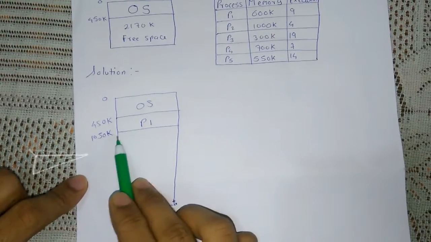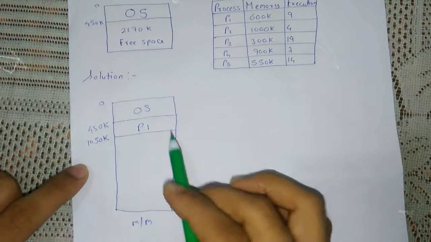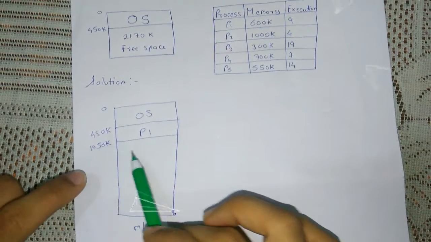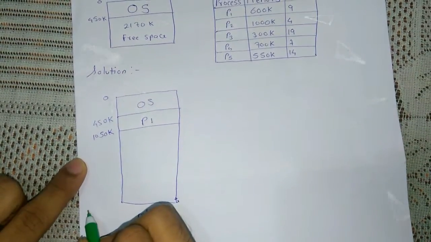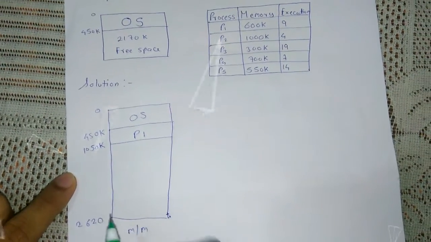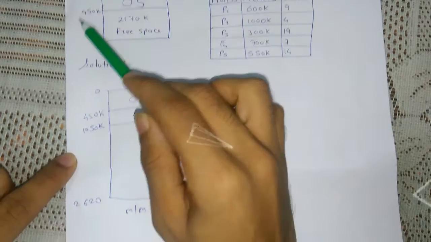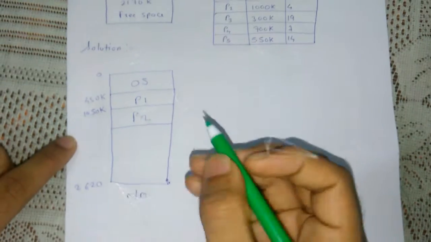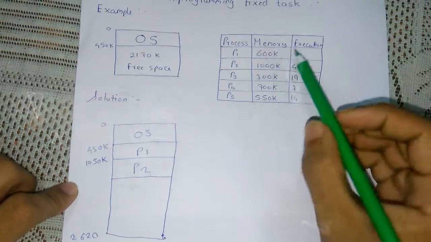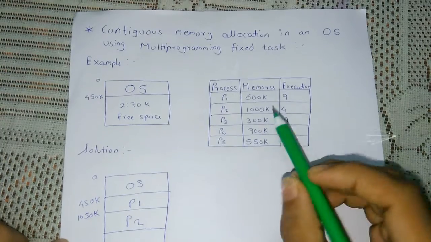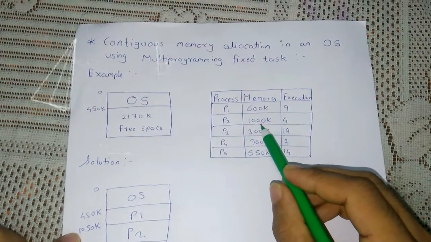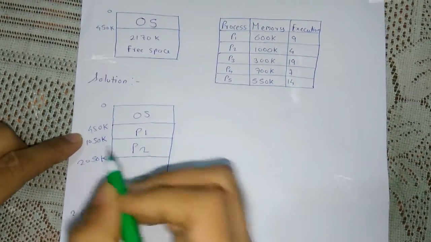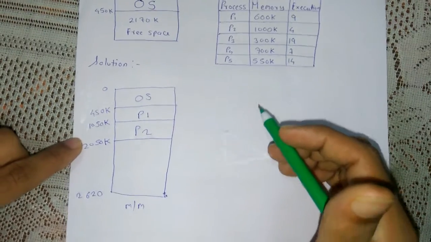Now whenever we consider any process, also consider that the memory we keep adding one after another should not exceed the total amount of memory, which is 2620, the addition of 2170 and 450 kilobytes. Next, process P2 enters the main memory. P2 requires 1000 kilobytes. So 1000 plus 1050 becomes 2050, which is still inside the limit of 2620. So we can proceed further.